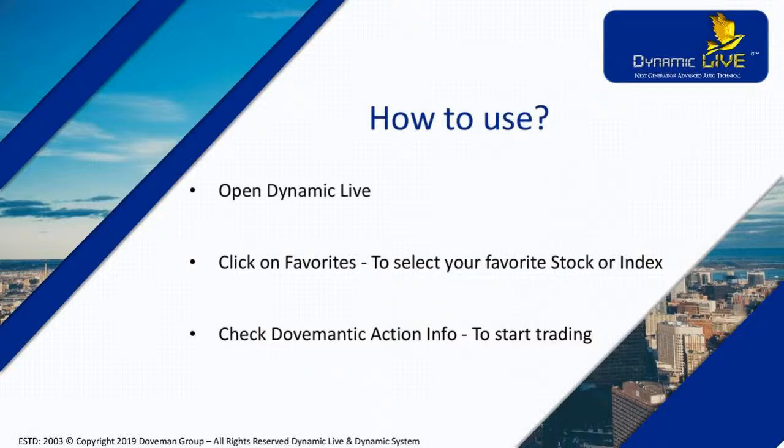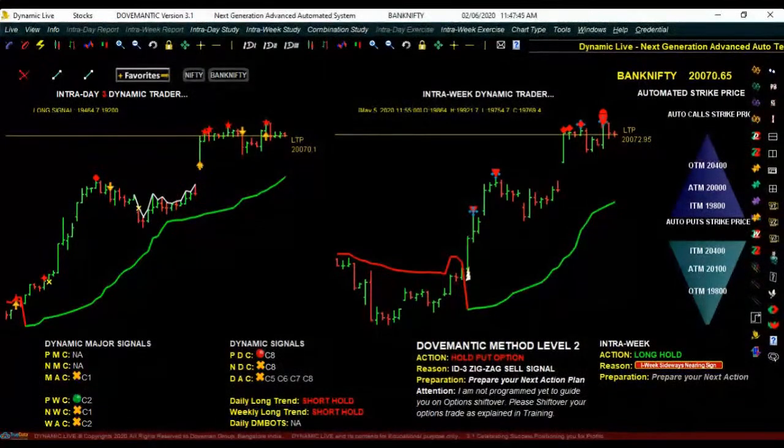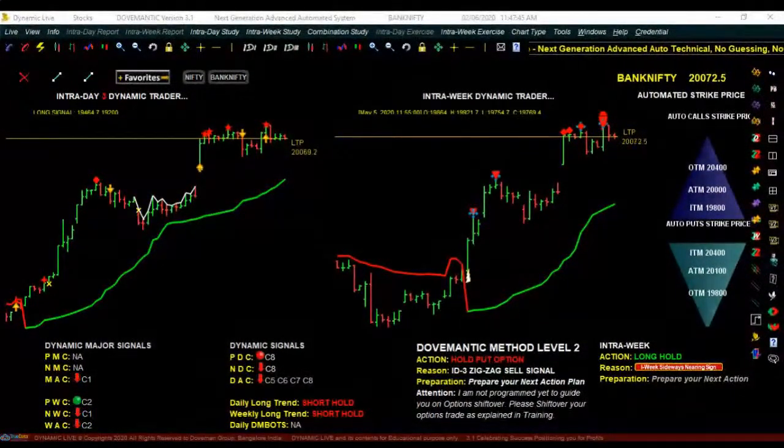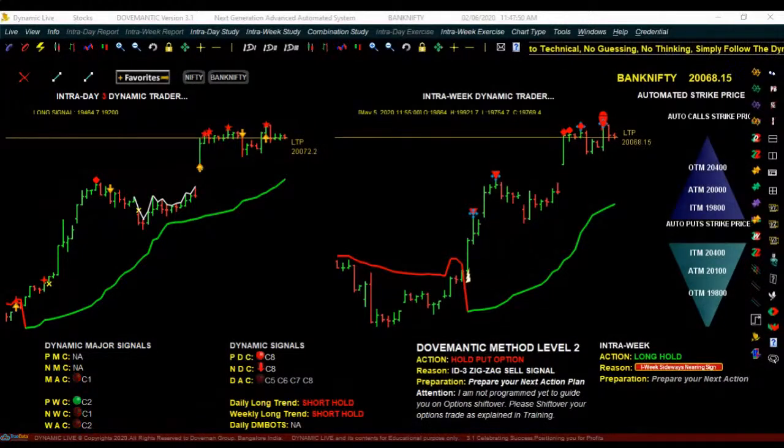So let's have a look at these 1, 2, 3 easy steps in dynamic live today in real-time market, and let us try to understand how easy it is. Now, for that, I request any of you to suggest me your favorite stock or index so that we can see how easily it works. Now, first step, for you to add your favorite stock or index, dynamic live is anyhow open. You just have to click here, click on this favorites to add your favorite stock or index.